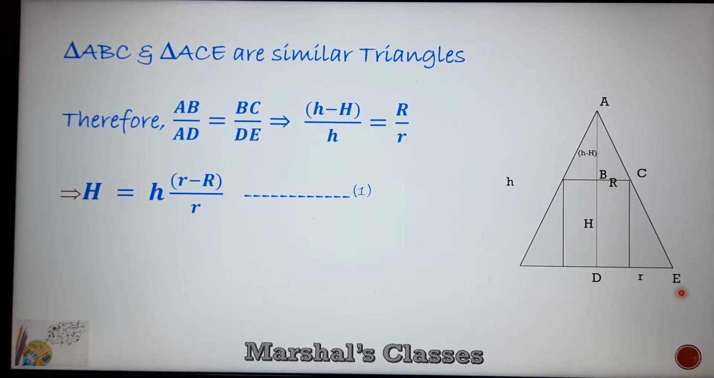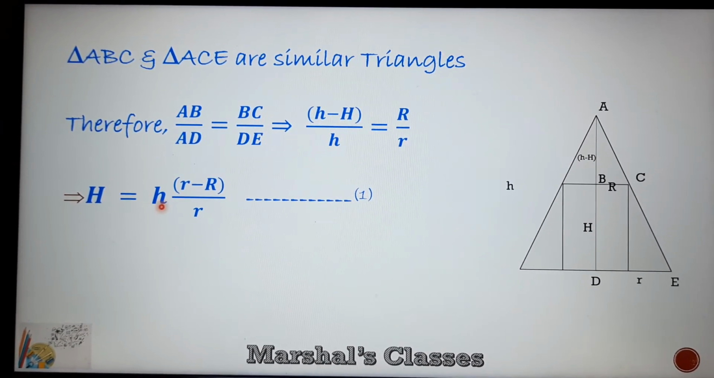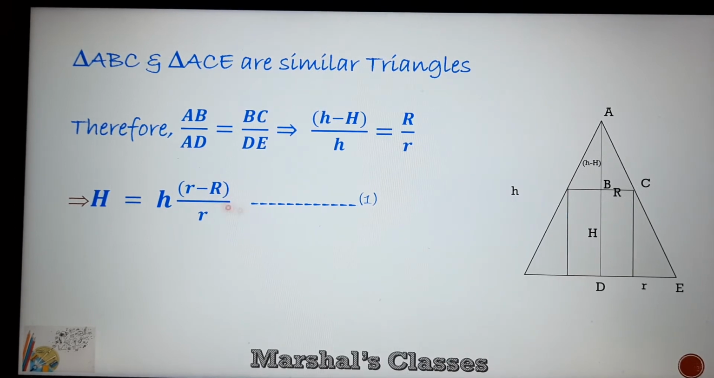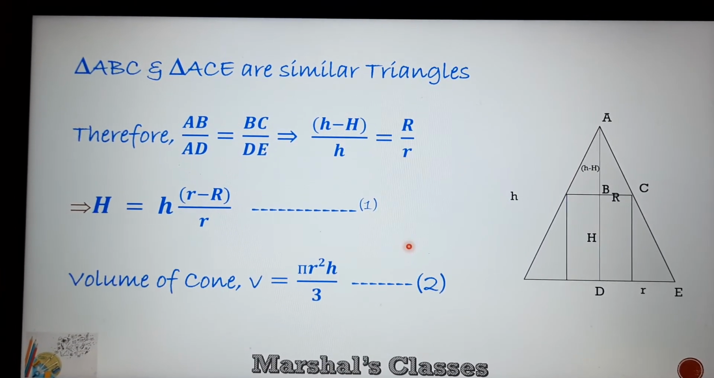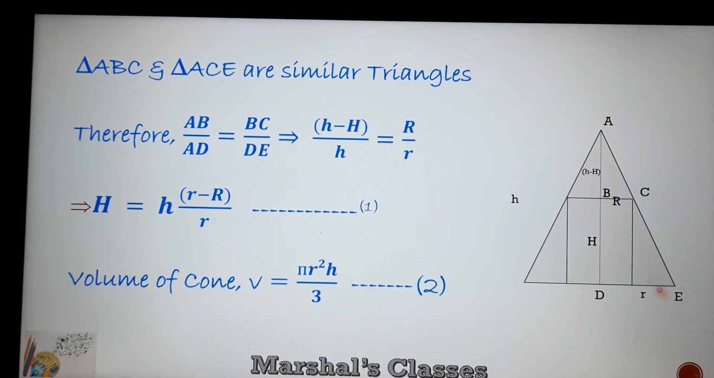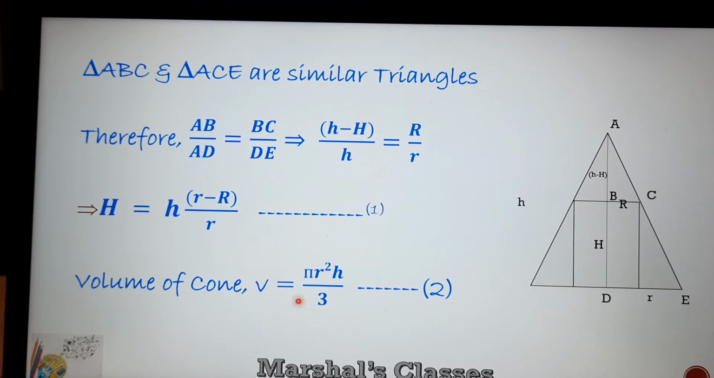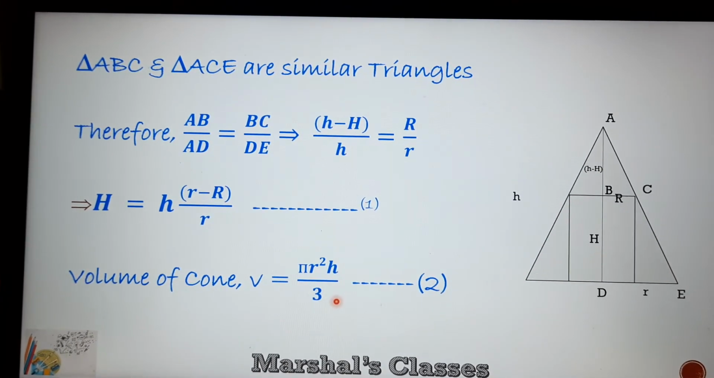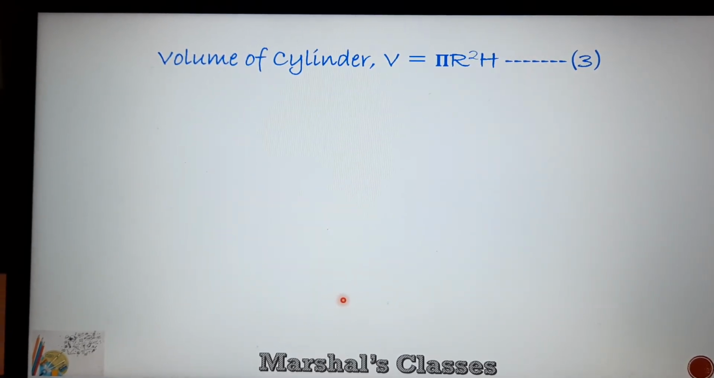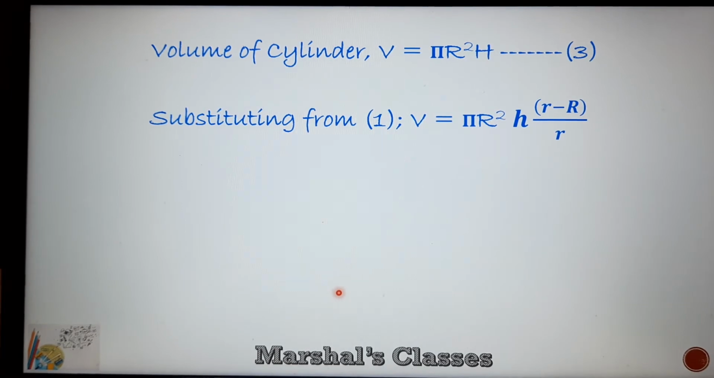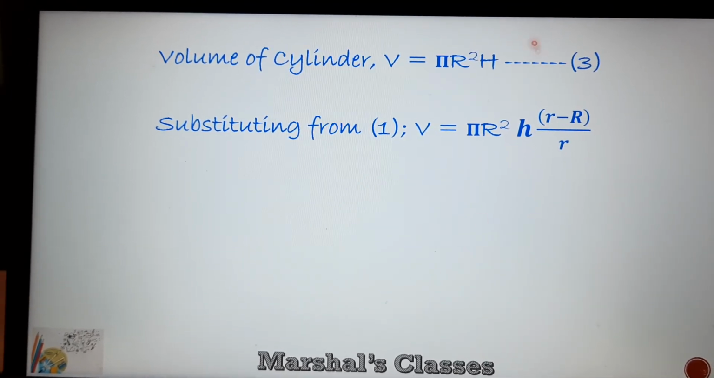So on rearranging this, we get capital H is equal to small h into (small r minus capital R), the whole divided by r. We'll call it equation 1. We know that volume of a right circular cone is given by, we'll use the notation small v, pi r square h by 3. We'll call it equation 2. Volume of the right circular cylinder, we'll call it capital V, is given by pi R square H. Substituting equation 1 for H.